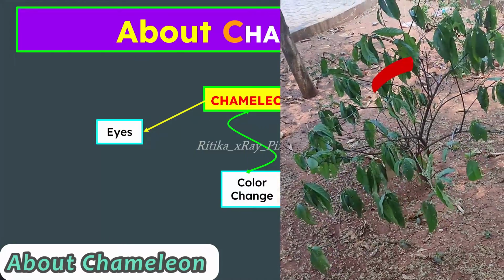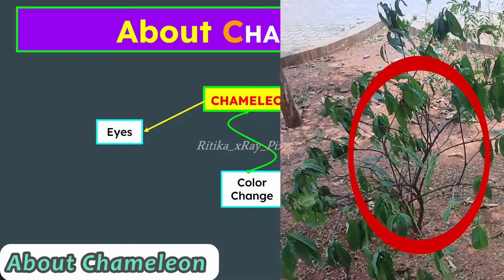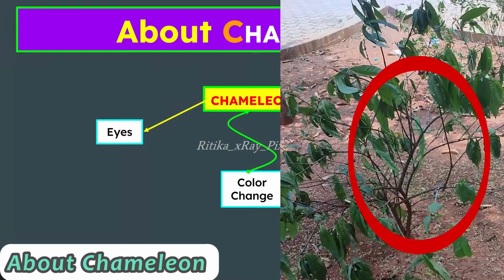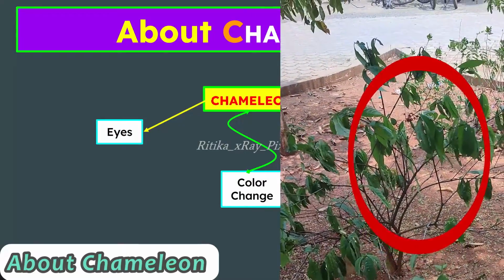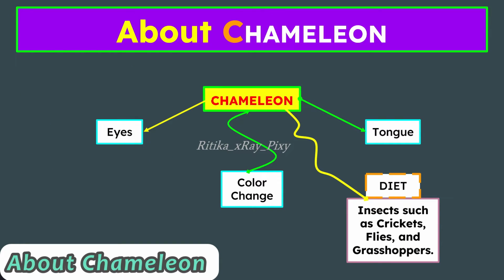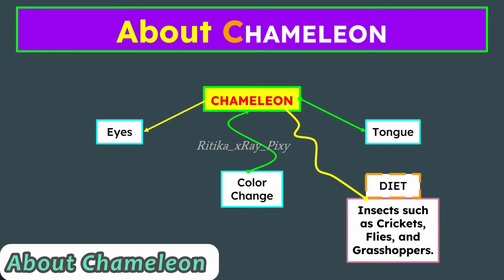Next we have the eyes. The eyes are highly mobile and can move independently of each other. This gives them a wide field of vision, the ability to look in two different directions simultaneously. They use this capability during hunting to capture prey and to observe their surroundings. And the third one is their tongue. They have a long sticky tongue that can shoot out quickly to catch prey. Their tongue can be up to twice the length of their body.